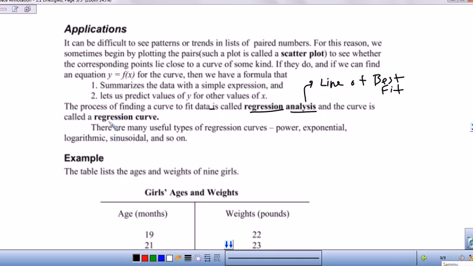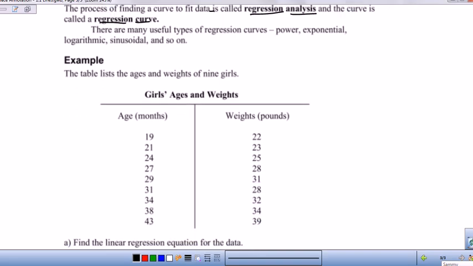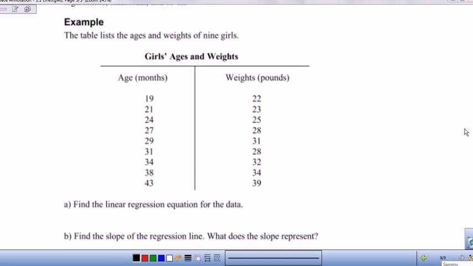And then the regression curve is the actual graph itself. Our goal is to take data like this, which represents age and weights of 9 girls. The age is in months, from 19 months to 43 months, and the weights are from 22 pounds to 39 pounds.